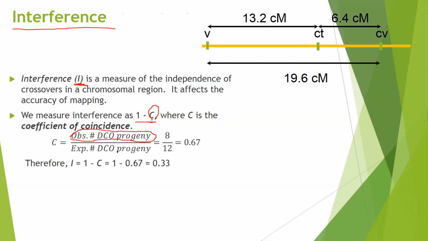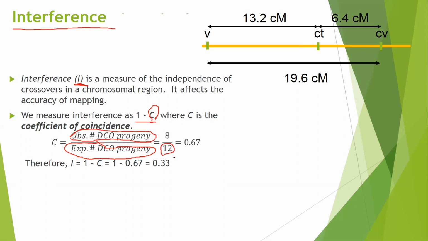So if I give you a table containing the information about the progeny from the 3-point test cross, you can easily figure out this number. The challenge is, if I give you a problem like that, you have to calculate the number in the denominator, which is the expected number of the double crossover progeny. So in this example, this number is 12. I hope everyone understands how we got this number.